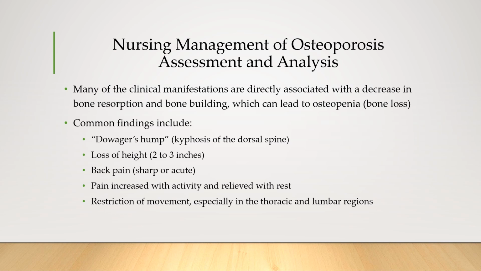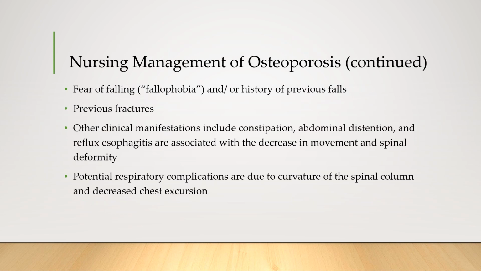Some common findings will include the dowager's hump, that is kyphosis of the dorsal spine, loss of height 2 to 3 inches, back pain that is either sharp or acute, pain that is increased with activity and then relieved with rest, restriction of movement, especially in the thoracic and then lumbar regions. Fear of falling. Fear of falling is called fallophobia and or a history of previous falls, previous fractures.